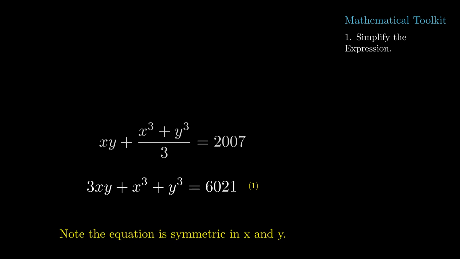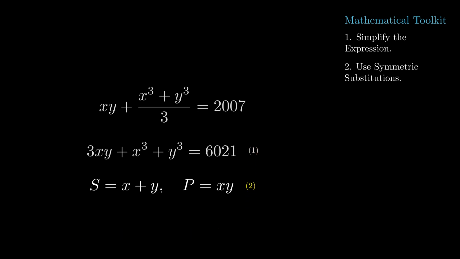Note that this equation is symmetric in x and y. If you swap them, the expression remains unchanged. This symmetry is a huge clue, suggesting our second tool, using the sum, s, and product, p, of the variables. Let's formally define s as x plus y and p as x times y.